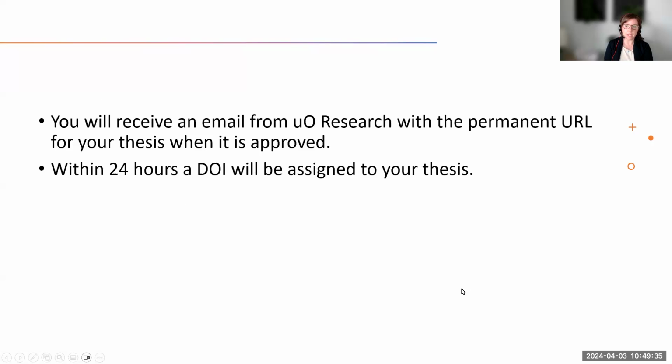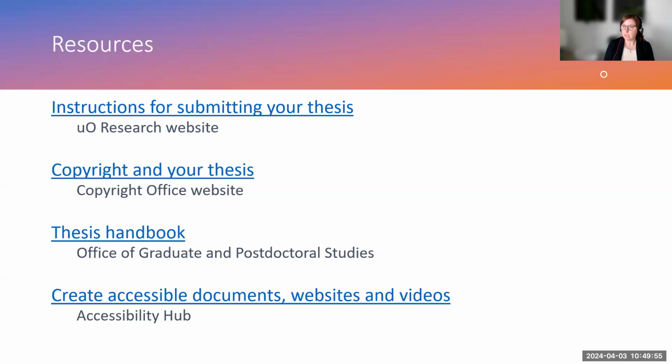Once you've submitted the file with the corrections, you will receive an email from UO Research that it's been accepted, and you will receive a permanent URL. And then in 24 hours, you will receive a digital object identifier that will be assigned to your submission. And at this point, you are done. Congratulations, you've now successfully deposited your thesis to UO Research.